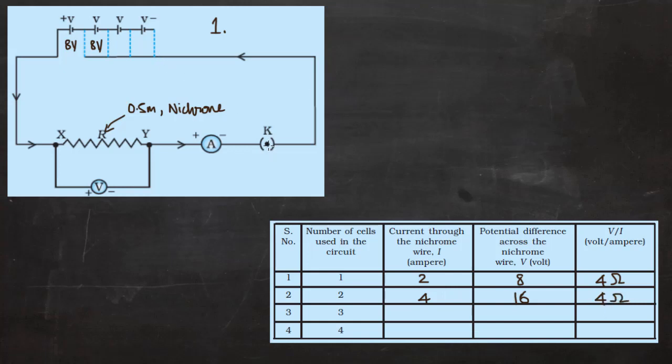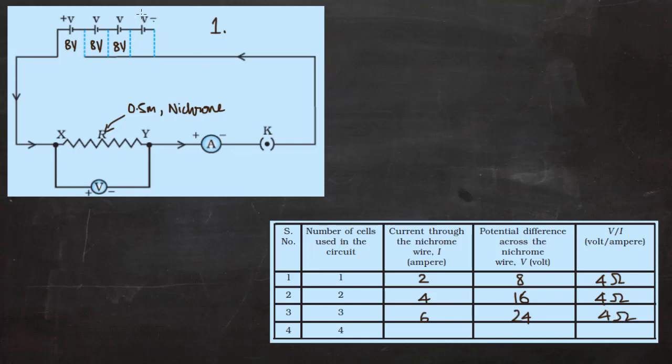Let me now remove the plug key, introduce another cell into my battery set and measure what would be the current reading on my ammeter. I place the plug back into the plug key and now I see that my voltmeter reading is 24 volt while my current reading is 6 ampere. The ratio of these two is 4 ohm.